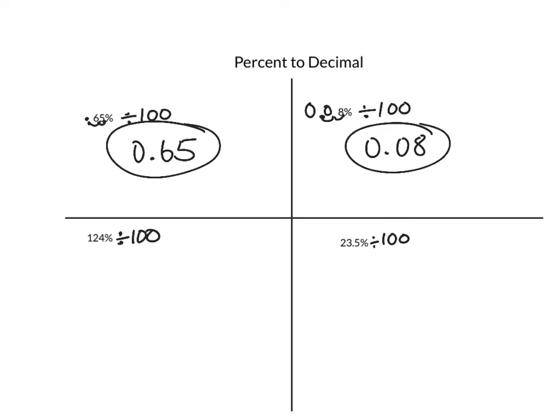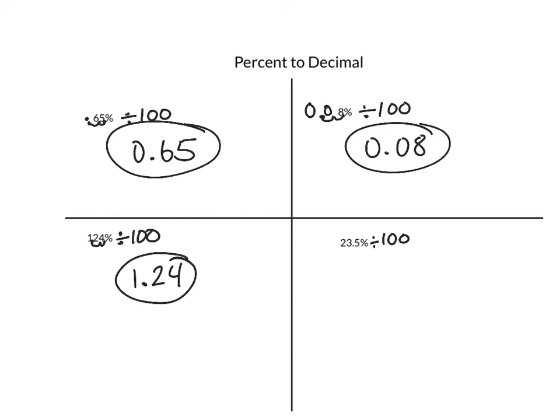Okay, this one, 124%. So this is a percent greater than 100. So I'm going to get a number that is greater than 1 when I divide by 100. Okay, so 124 divided by 100, move the decimal once, twice to the left, just 2 times, don't move it 3 times, and we're going to get 1 and 24 hundredths.